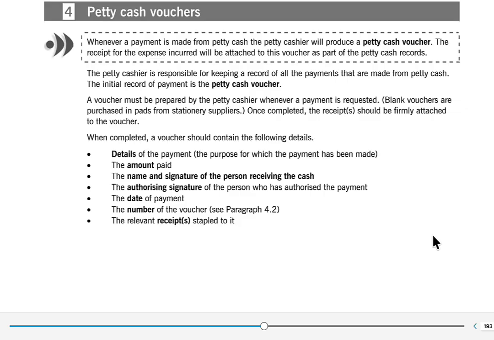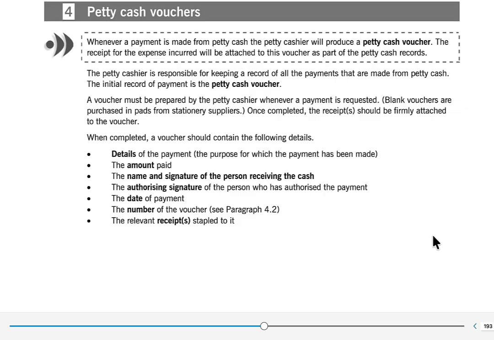When is a petty cash voucher prepared? A voucher must be prepared whenever a petty cash payment is requested. So the correct timing is this. First, someone requests petty cash. Second, the petty cashier prepares the voucher. Third, the payment is made. Fourth, the receipt is attached to the voucher. Fifth, the voucher is kept safely as part of the petty cash records.